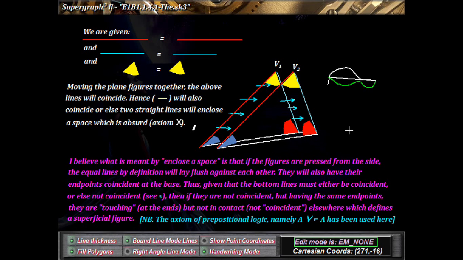Now that's proved, not just maybe sort of true. It follows by the axioms of logic and geometry, for figures.